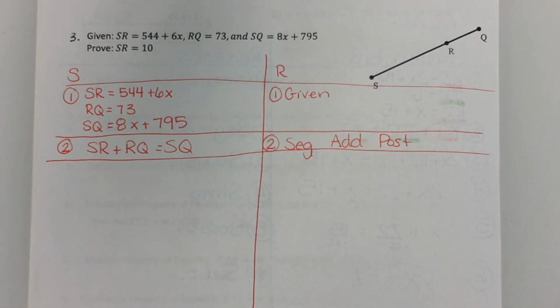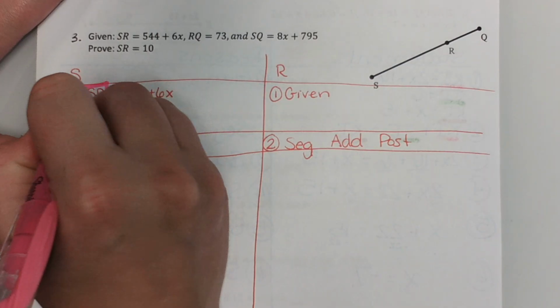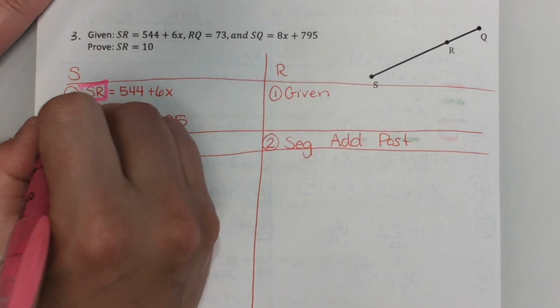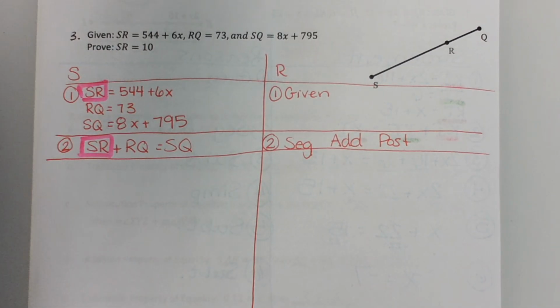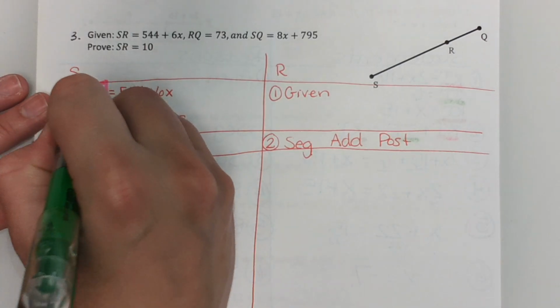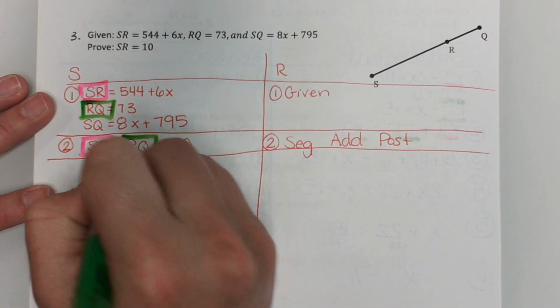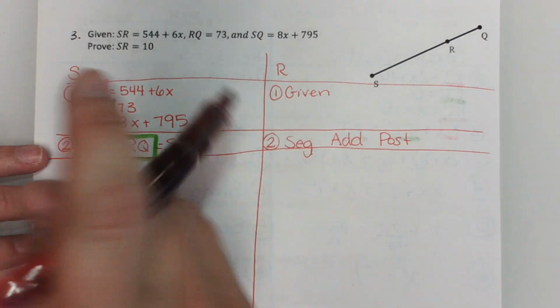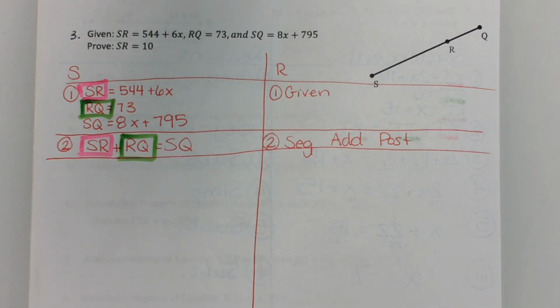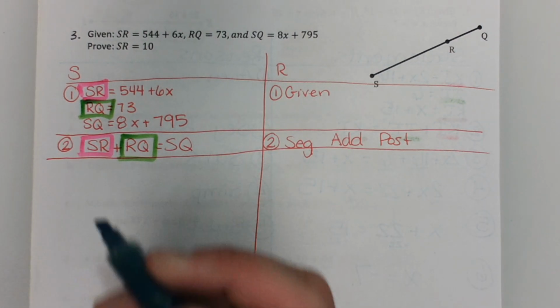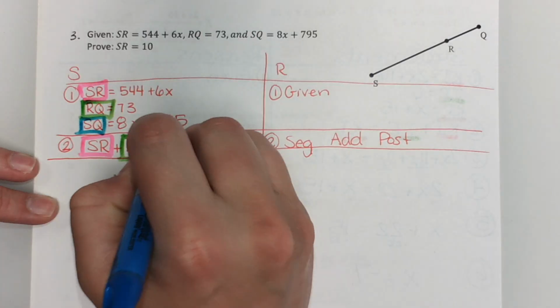Did SR show up in two places? Yeah. If it helps to box in rather than underline, you can do that too. If it helps to just straight up highlight, you could do that too. I've done it both ways. But I've got SR, I've got RQ, and I have SQ.